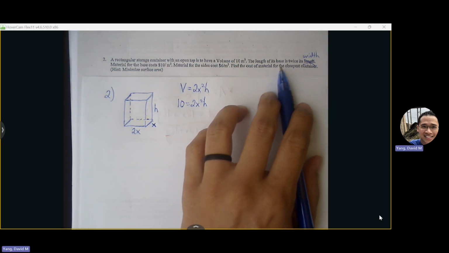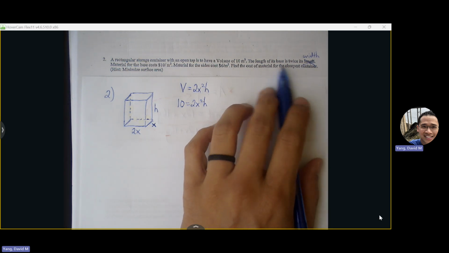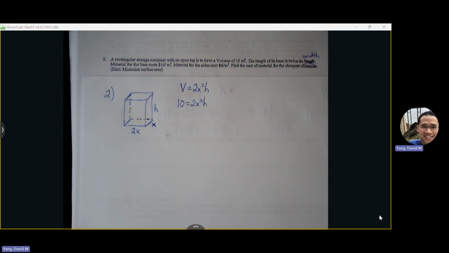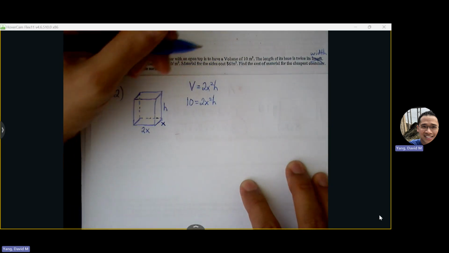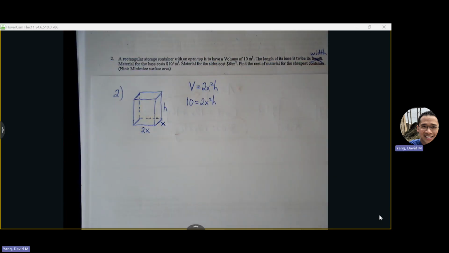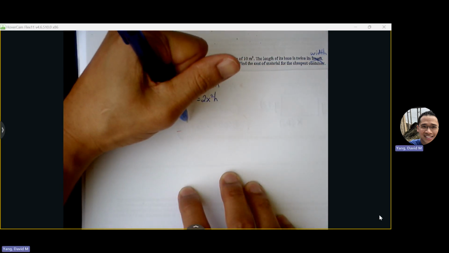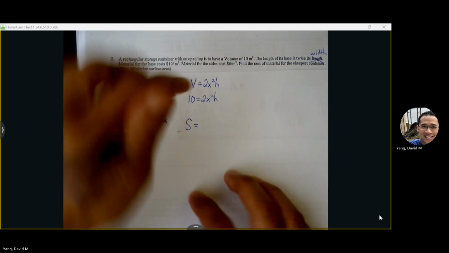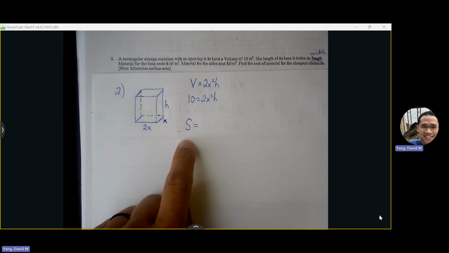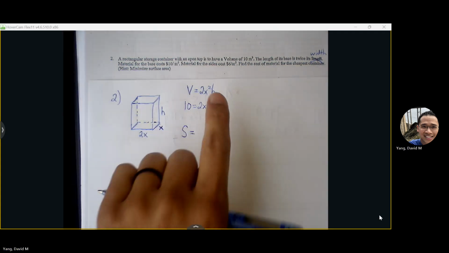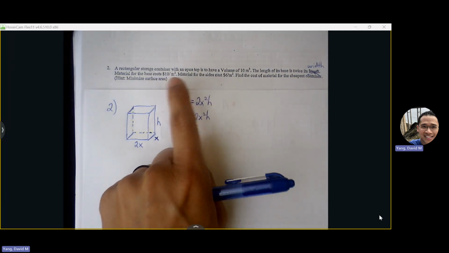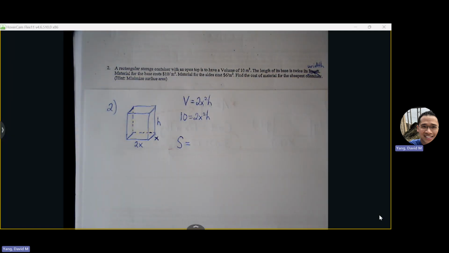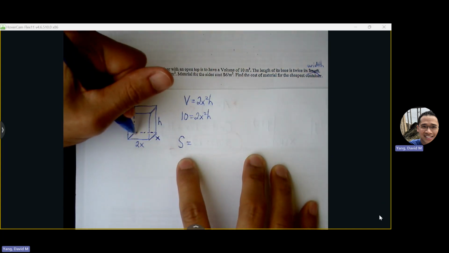We're trying to find the cost of material for the cheapest container. We know that we're trying to optimize the amount of material that we're using, and that's related to surface area. So let's build our surface area. And then we can factor in the cost as well. Okay, surface area. How many sides are we dealing with here? Good, because why? It's open top. Open top, yeah. So if it's closed top, then we will have a material at the top, but if it's open, only 5 sides.